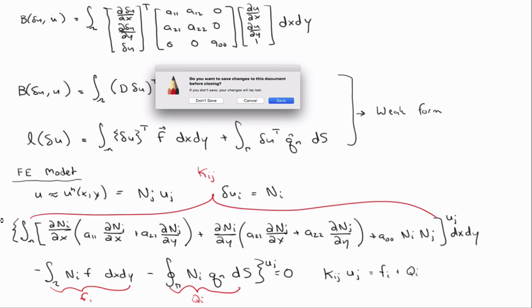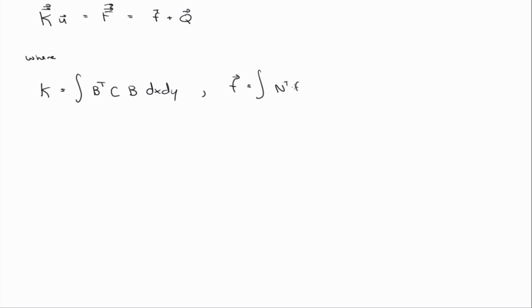So finally, we can write in matrix form K u = F + Q, where K is equal to the integral of B transpose C B dx dy. F is integral N transpose F dx dy. Q is surface integral N transpose Q. And B is that differential operator applied to our shape functions.